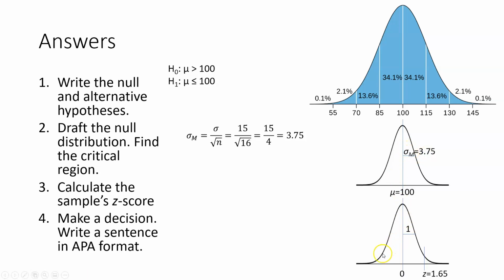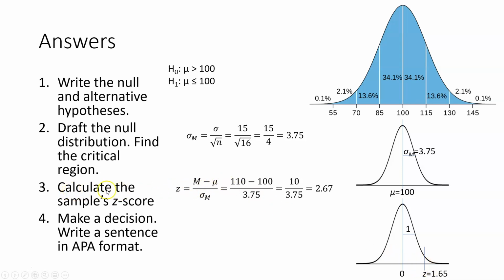Once we know that, we have to transform this distribution into a bunch of z-scores. So the mean of the distribution becomes 0, and the standard deviation becomes 1, and we want to figure out what is the z-score that bounds the upper 5%, if we're using an alpha of 0.05. Since this is a one-tailed test, all 5% go in the tail, and the z-score that separates that upper 5% is 1.65.